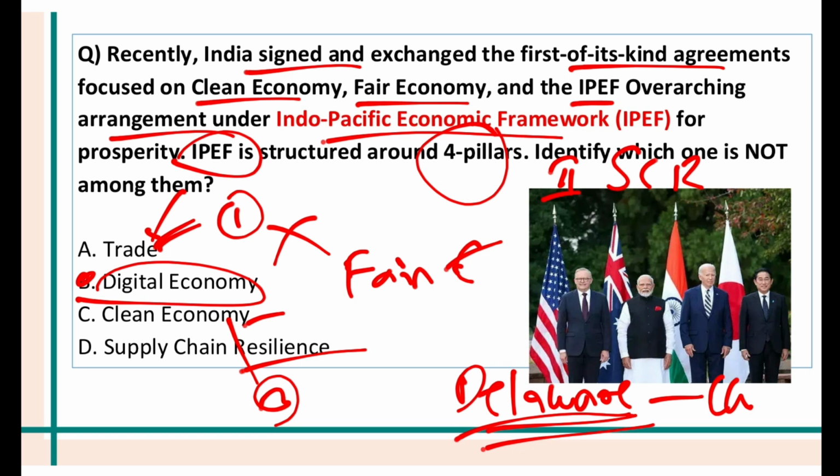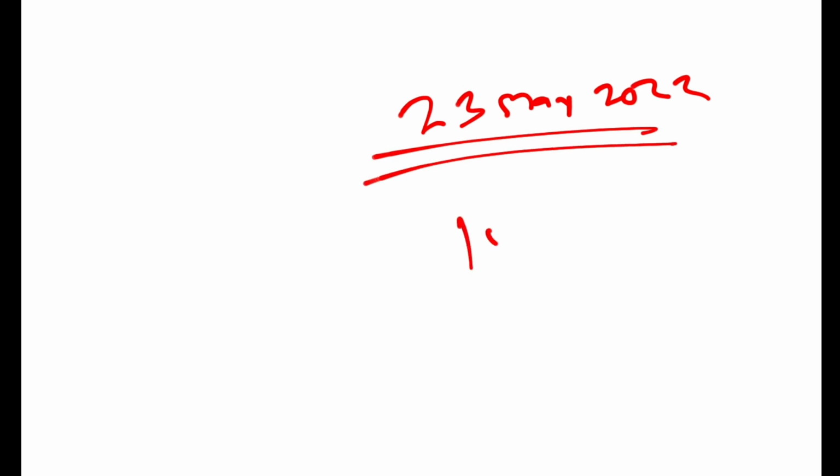Understood? And recently IPEF had their meeting in Singapore also. IPEF, Indo-Pacific Economic Framework, was created on 23rd of May 2022 in Tokyo in Japan, and 14 countries are a member of IPEF.